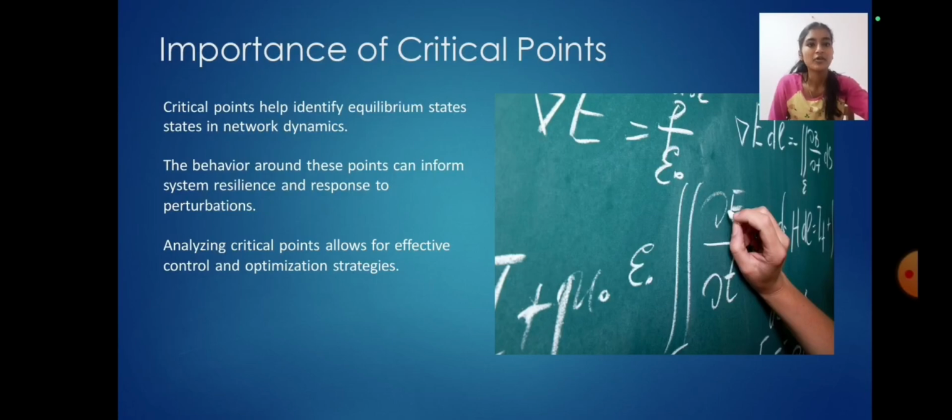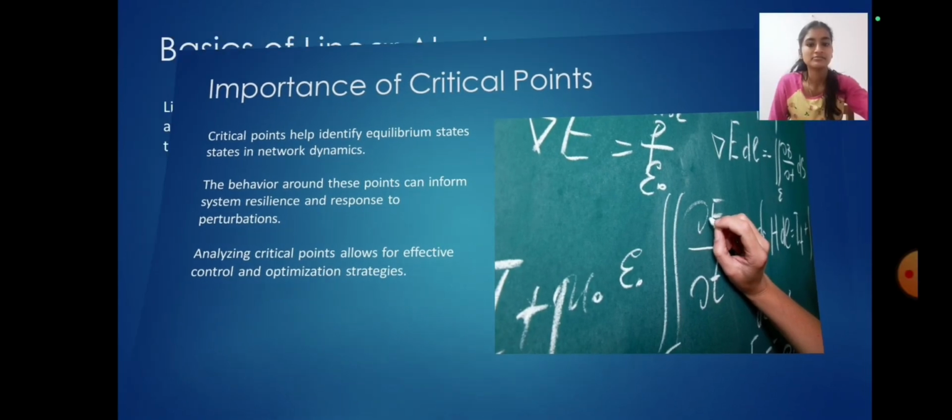Importance of critical point. Critical points help identify equilibrium states in network dynamics. The behavior around these points can inform system resilience and response to perturbations. Analyzing critical points allows for effective control and optimization strategies. That is, a point is stable if we stand close to the critical point and follow a trajectory.